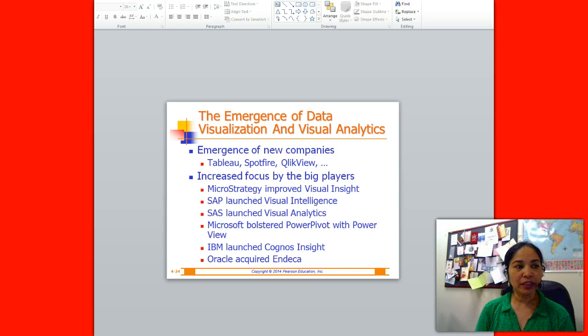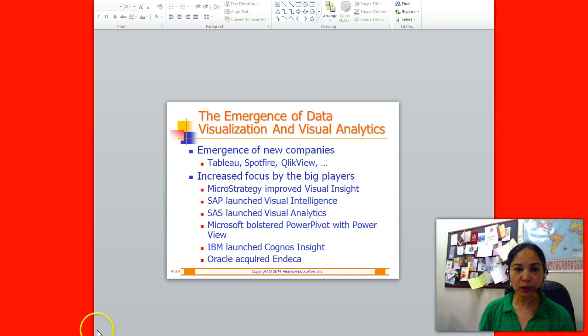Emergence of new companies like Tableau, Spotfire, and Qlikview will tell you about the importance of data visualization in business. In this class, in assignments 5, 6 and 7, we will be working with the data visualization software Tableau. In 5 and 6, we will be analyzing the data along with visualization, and in assignment 7, we will be building a dashboard, okay, using Tableau.